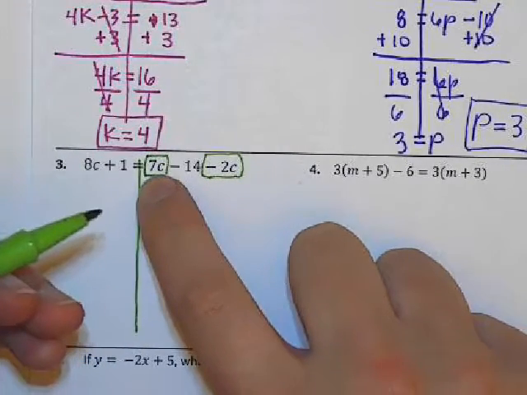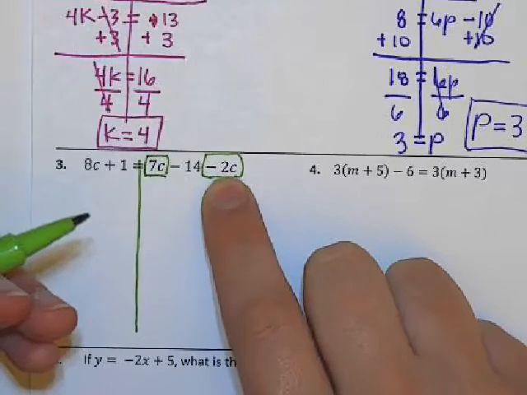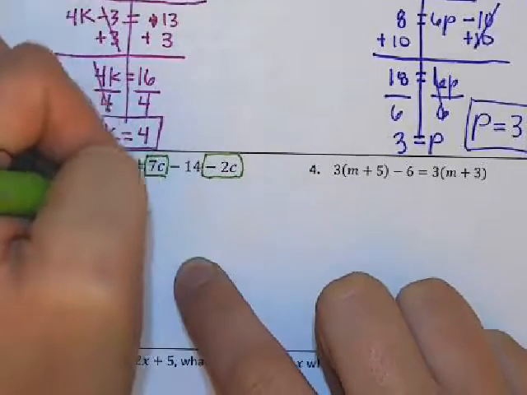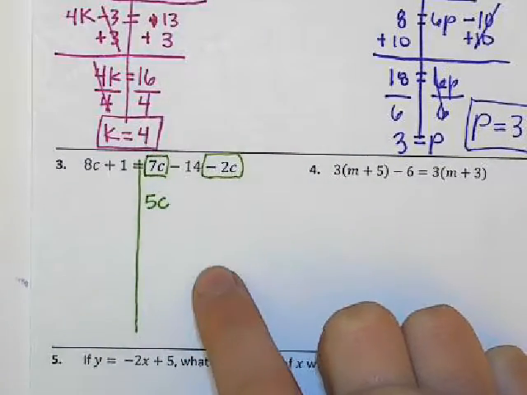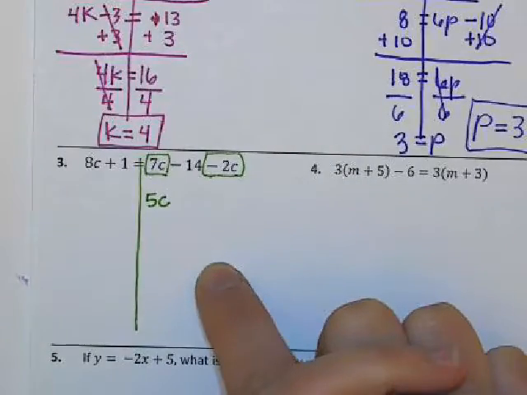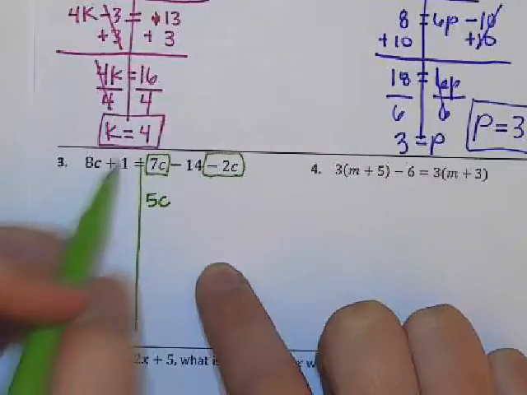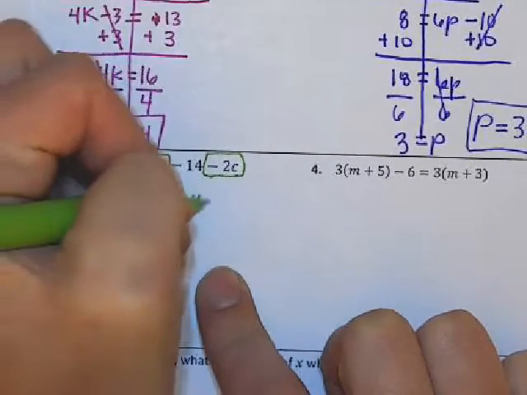All right, so now I'm adding 7 plus -2, which is what? 5c. Can I combine any other like terms? No. Do I have any other like terms to combine? Can I combine any on the left? No. And then nothing else on the right. So I'm going to bring everything down that I haven't used yet.